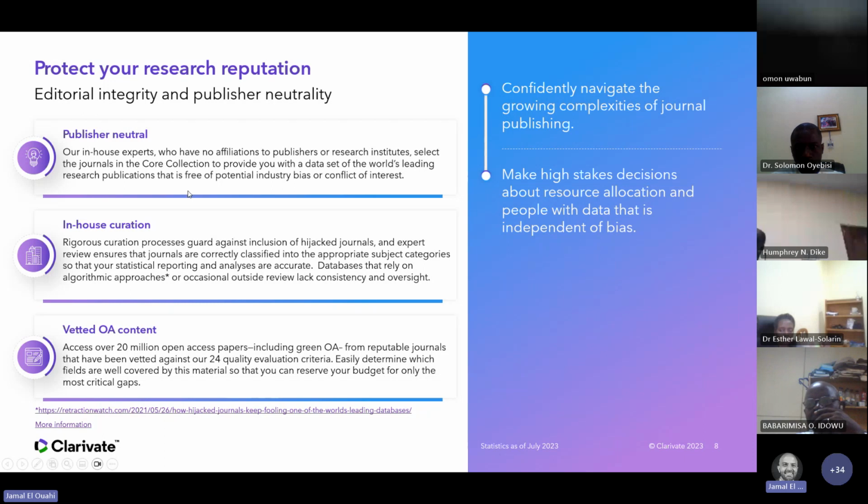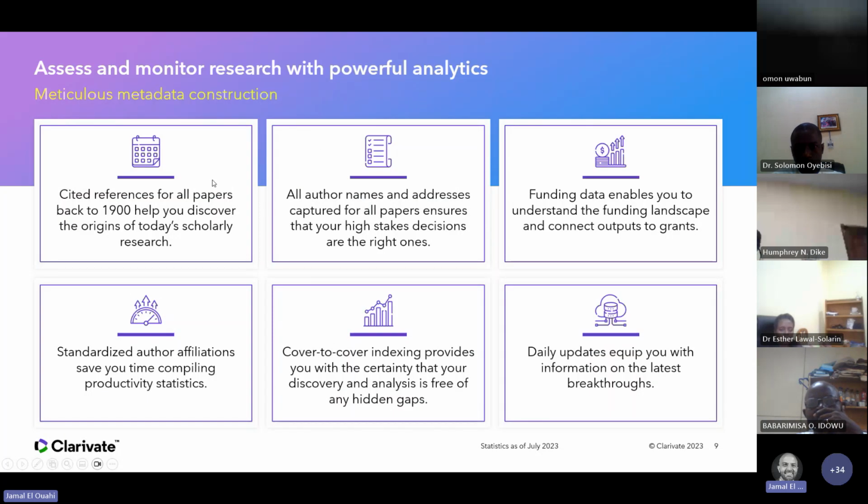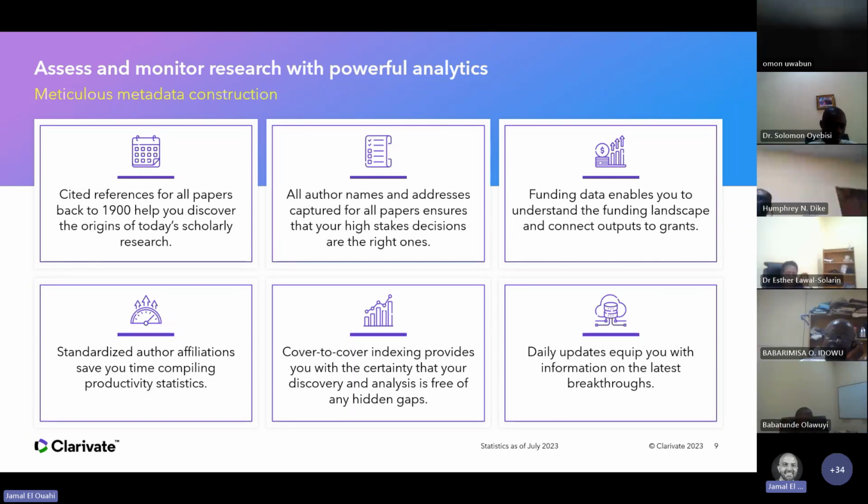Just a few elements to characterize this database again. Cited references go back to 1900. We index all author names and addresses. That's very important. All authors of all papers are captured, and their addresses as well, even if they have multiple addresses. We also started in 2008 capturing funding data based on funding acknowledgements, with lots of enrichment in recent months, where you can have a better understanding of the funding landscape.